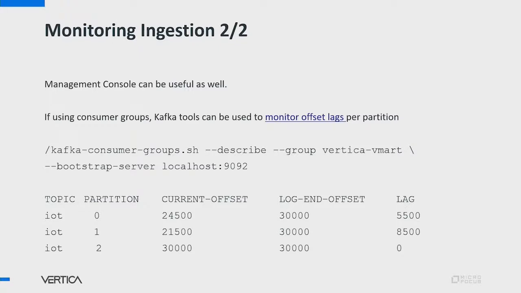If you're using consumer groups, Kafka tools can be used to monitor offset lag per partition. Vertica does not actually rely on Kafka's consumer group, but Vertica does update its end offset to the Kafka consumer group. And in this case, any application or Kafka tools can see the status or progress of Vertica data loading using the Kafka consumer group script.